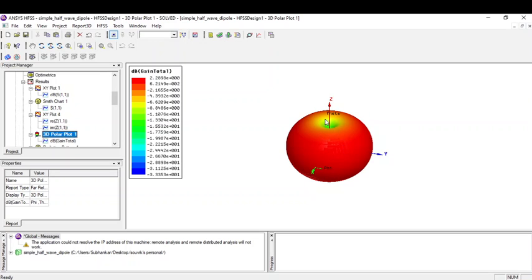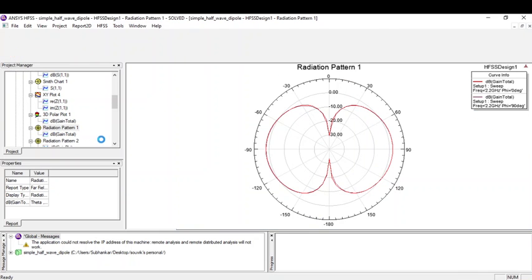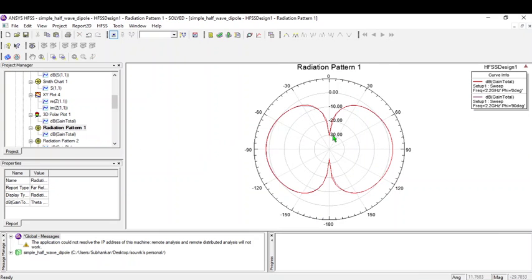We can see that it is very less in the z-axis and only along the x and y-axis. You can also see the radiation pattern inside the polar plot, which looks like this, very low in the z-axis. This is the total gain in dB for phi equals 0 degree and 90 degree.